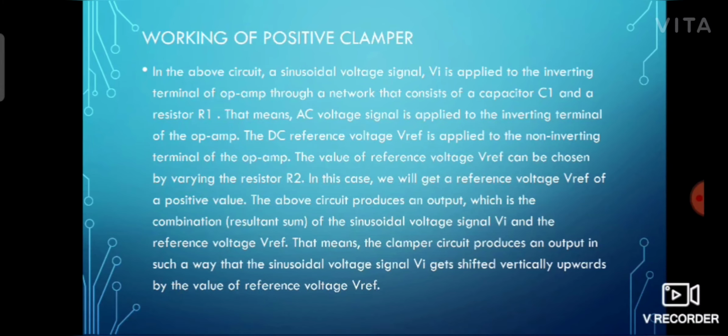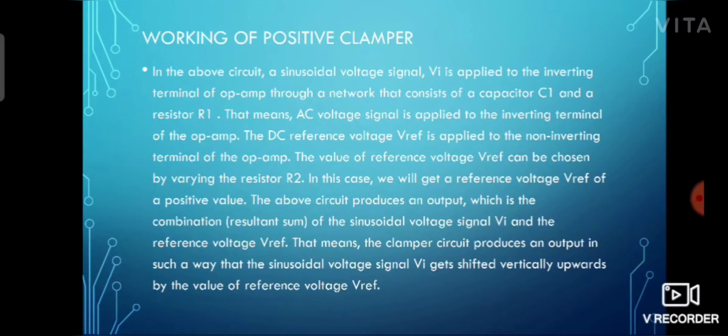In the above circuit, a sinusoidal voltage signal Vi is applied to the inverting terminal of the op-amp through a network that consists of a capacitor C1 and a resistor R1. That means the AC voltage signal is applied to the inverting terminal of the op-amp. The DC reference voltage V reference is applied to the non-inverting terminal of the op-amp. The value of V reference can be chosen by varying the resistor R2. In this case, we get a reference voltage V ref of positive value.